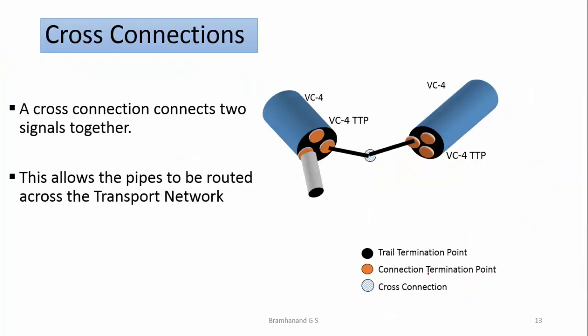Cross connections. A cross connection connects two signals together. It means that if I want to route my data through an ADM however I want, because of this cross connection, I can route my pipes based on my requirement. So I can make the cross connection using the connection termination points or trail termination points.